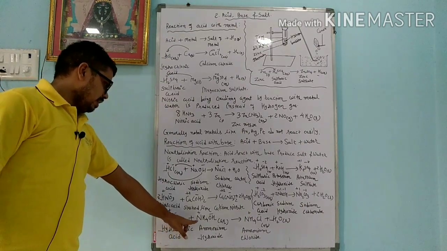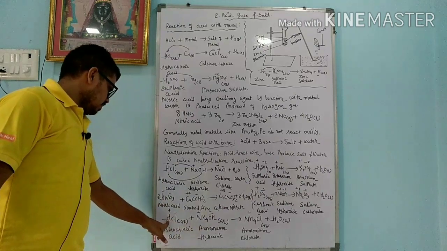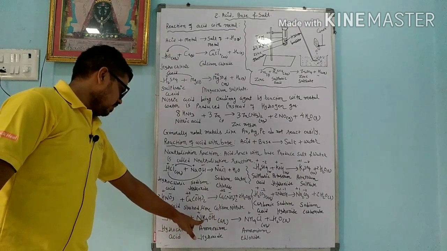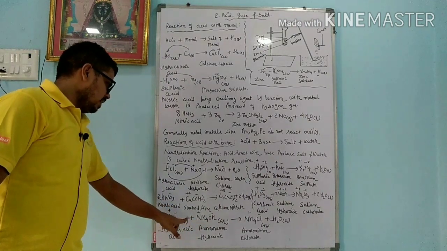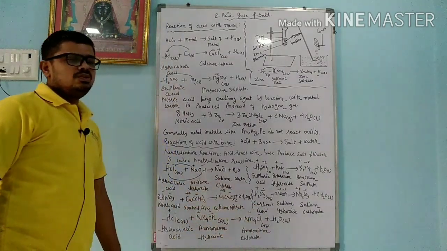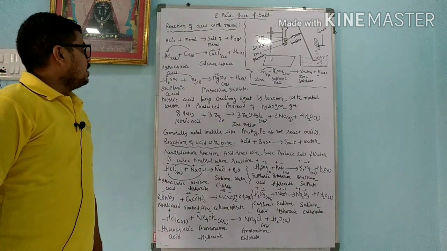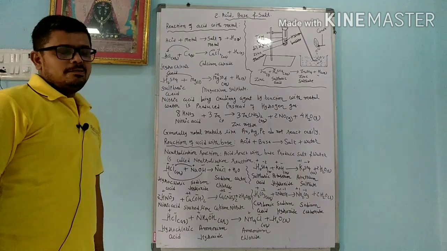Hydrochloric acid reacts with NH4OH. We know that NH4 is +1, OH is -1, H is +1, Cl is -1. We exchange: NH4 reacts with Cl to give NH4Cl, and H and OH react to give H2O. So these are some reactions of acid and metal and acid and base.